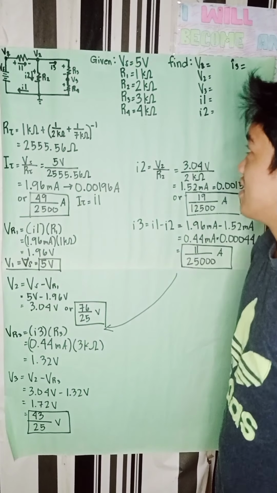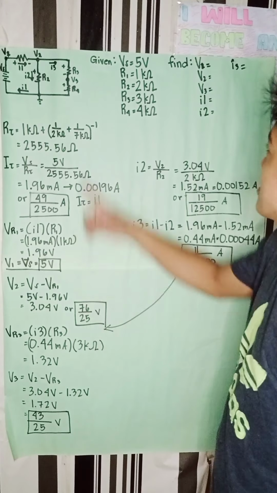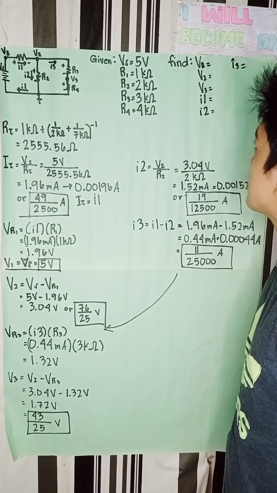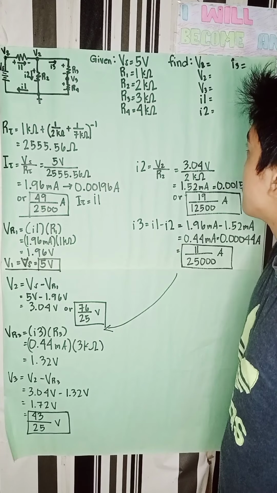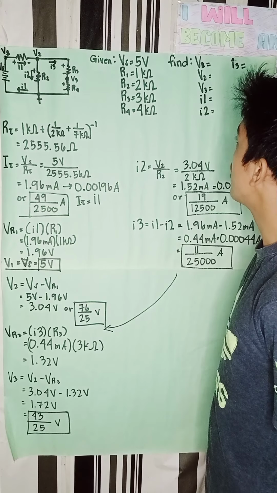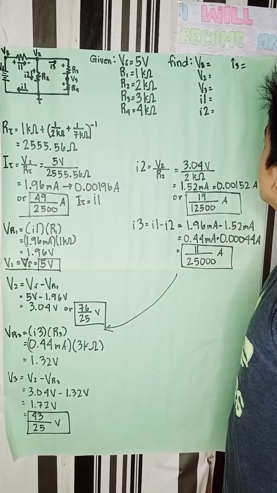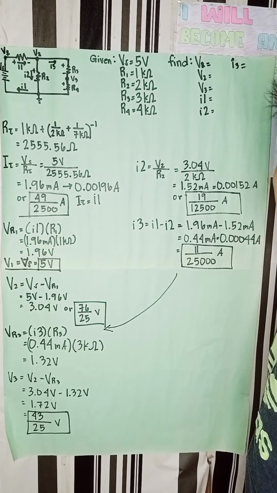So this is the circuit analysis. In this circuit, the givens are Vs equal to 5 volts, R1 equal to 1 kilo ohms, R2 equal to 2 kilo ohms, R3 equal to 3 kilo ohms, and R4 equal to 4 kilo ohms. Find V1, V2, V3, I1, I2, and I3.